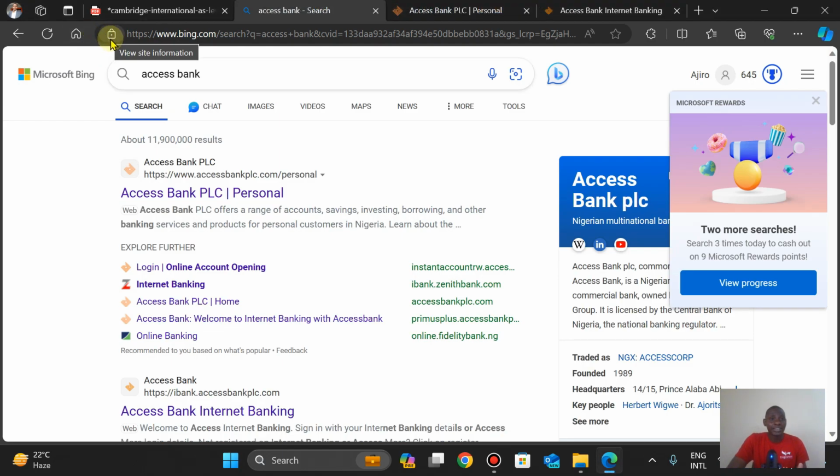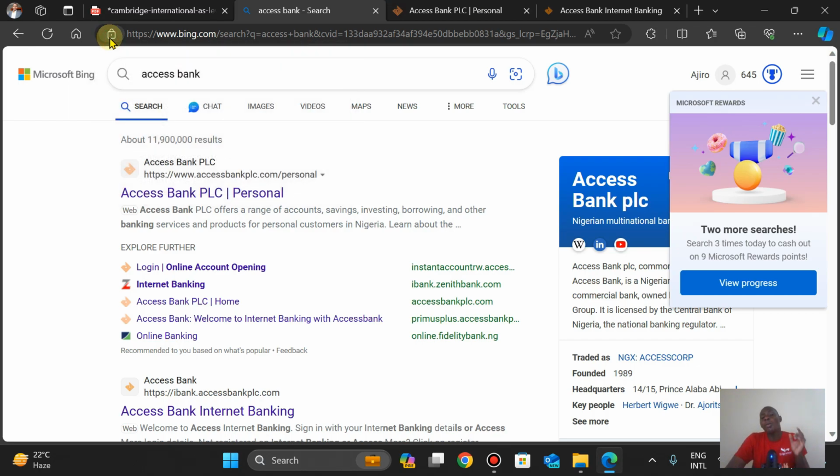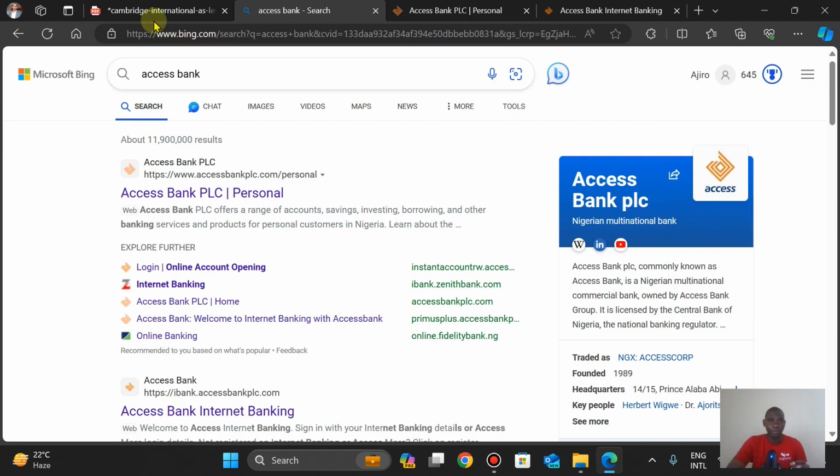It should have this. If you click this, it means the connection is secured. Most pharming websites, I repeat, most pharming websites are not secured. And if you don't know the difference between HTTP and HTTPS, there's every chance that you're going to fall prey to this. You have to be careful, really careful.